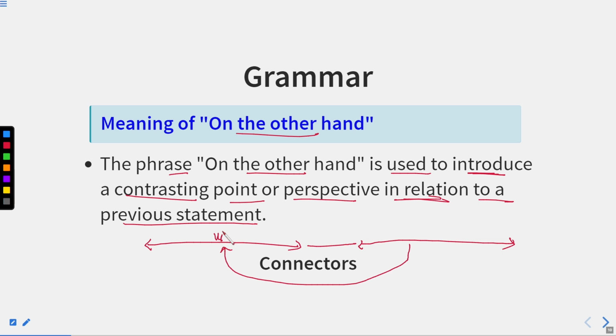It means here some view has been written, and here the opposite view is written. So opposite view will be written. Like we can use this as A and A dash.